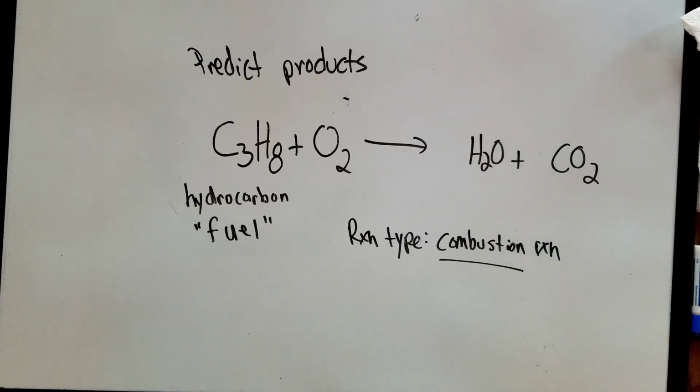So double, single, and combustion reactions, you need to be able to predict the products. You need to be able to balance them. For synthesis and decomposition, you need to be able to recognize the type but not predict products. But you do need to be able to balance them as well.